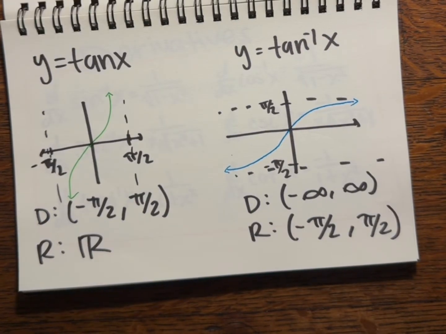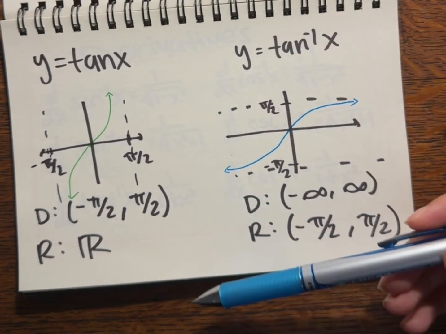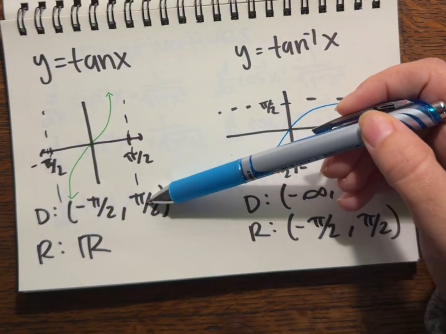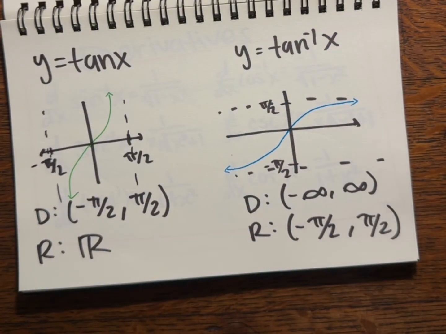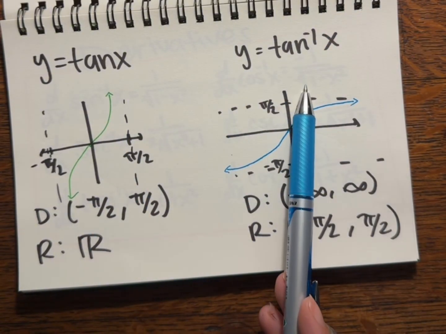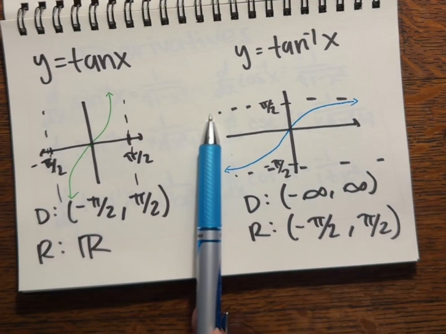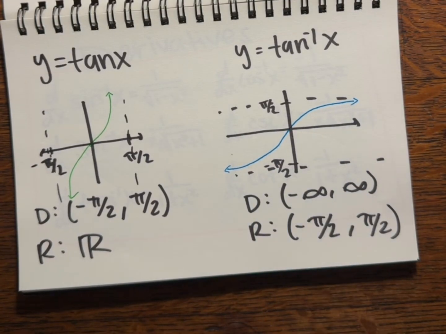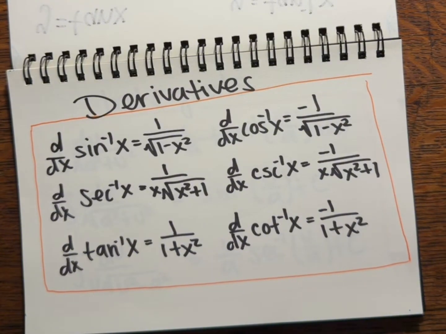And here are the graphs of our tangent and inverse tan functions. As you can see, we do have two asymptotes from negative pi over 2 to pi over 2. And then for the inverse function, we have two horizontal asymptotes. And now here are the derivatives of each of these inverse functions.